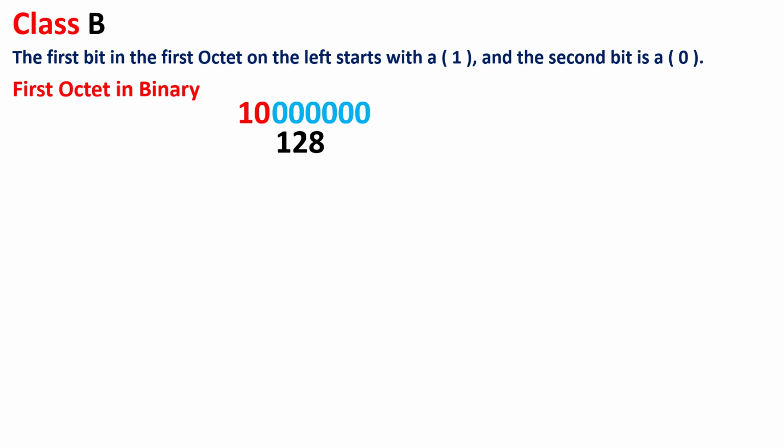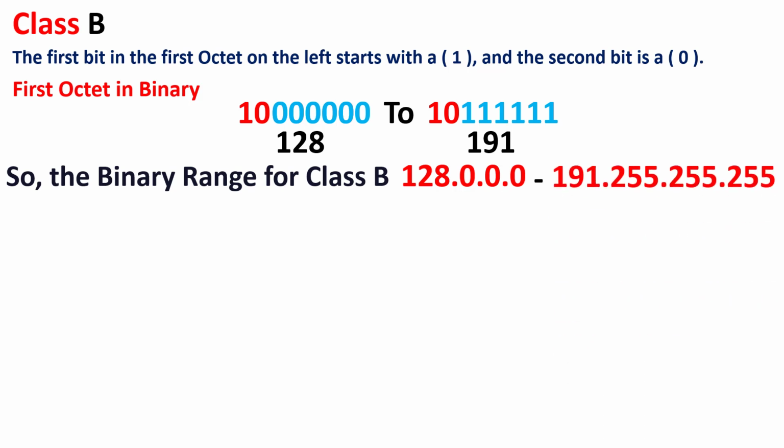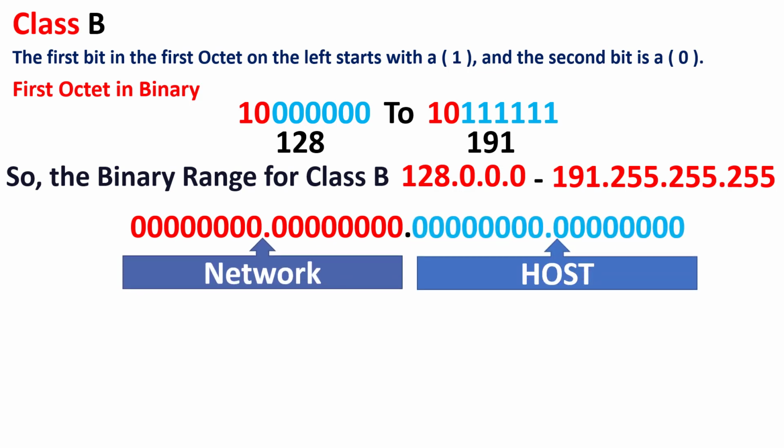And this in binary and in decimal is 128 to 191, because the second bit on the left in the first octet is a 0. The binary range for class B is from 128.0.0.0 to 191.255.255.255, and this is the network portion, and this is the host portion in class B.